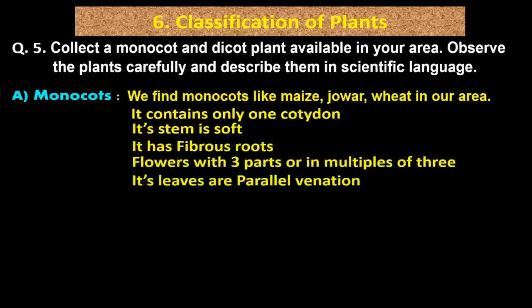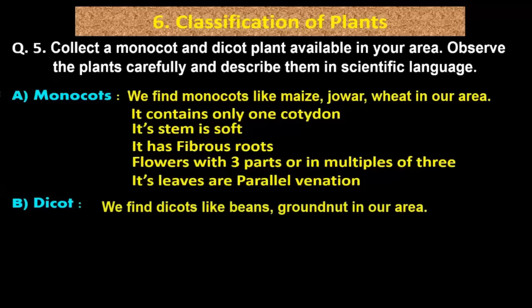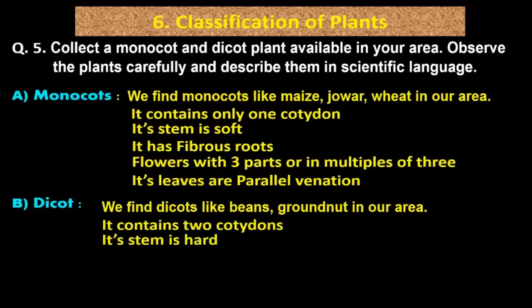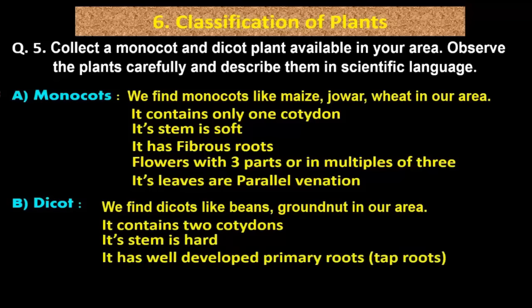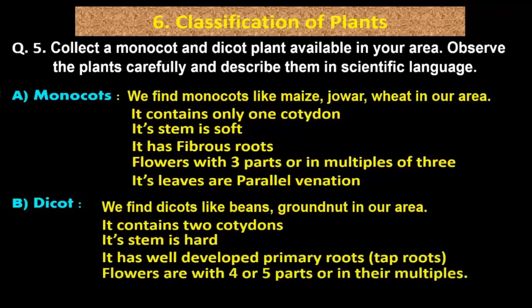B. Dicot. We find dicots like beans, groundnut in our area. It contains 2 cotyledons. Its stem is hard. It has well-developed primary roots, taproots. Flowers are with 4 or 5 parts or in their multiples. Leaves are with reticulate venation.